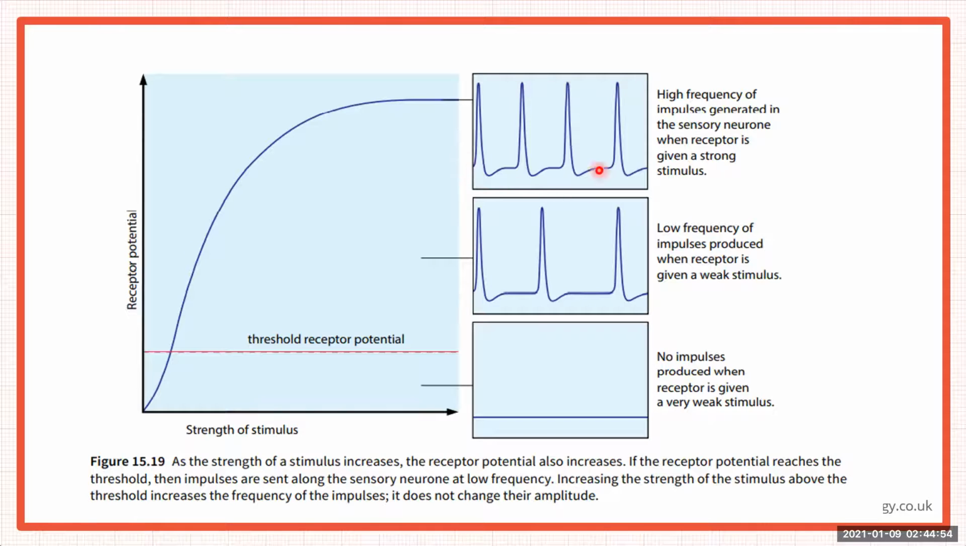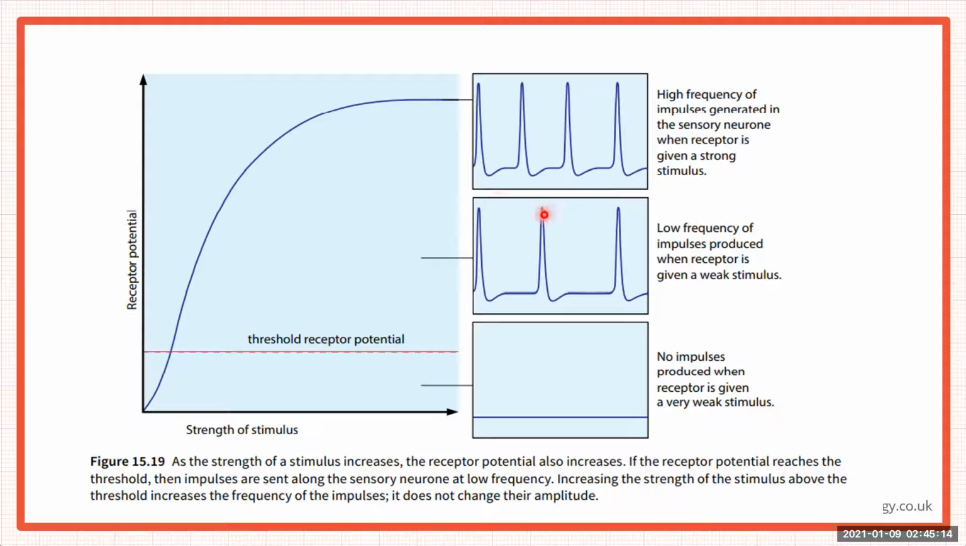But what you notice between this diagram and this diagram is that with high frequency, you will be able to see more action potentials being generated in the set time. But if the stimulus is weak, you will simply see a lower frequency, but the height would remain the same.